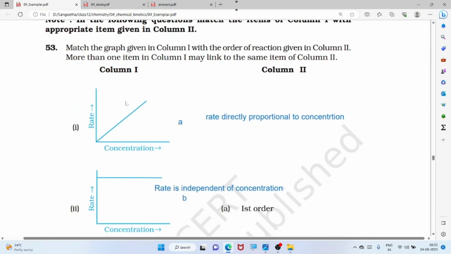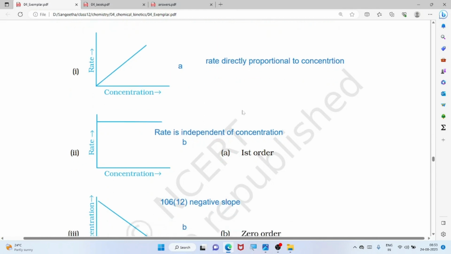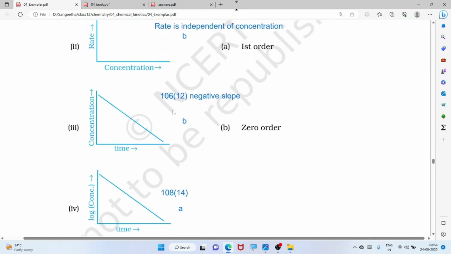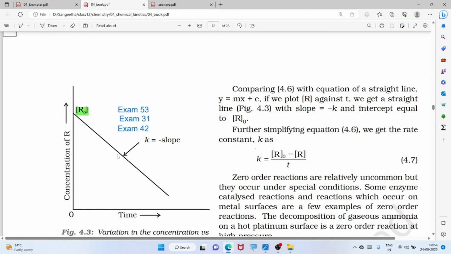Matching type. This curve, rate directly proportional to the concentration, is A for the first order reaction. Rate is independent of the concentration. This is for the zero order reaction. It's a negative slope, zero order. I already showed you this zero order reaction. There is a negative slope. This is zero order, negative slope.